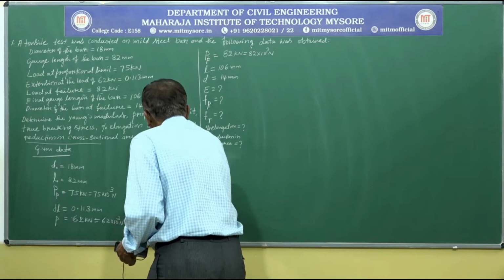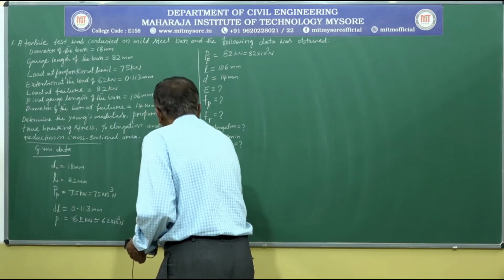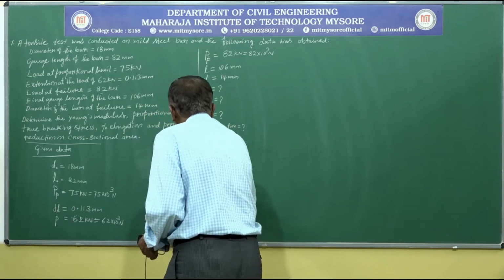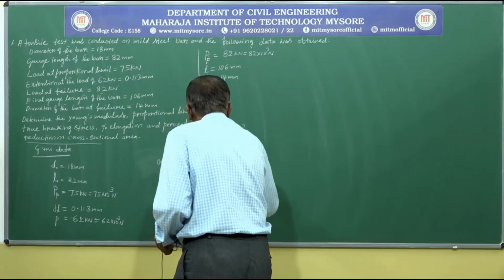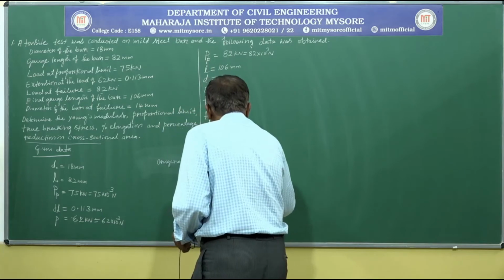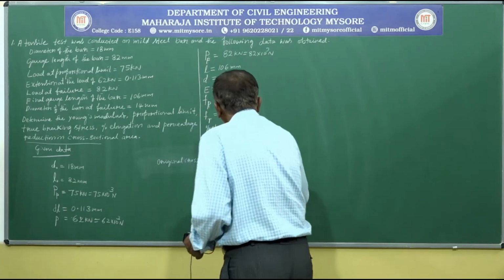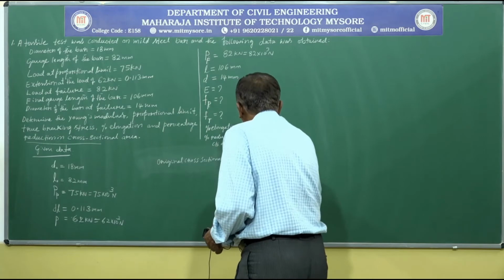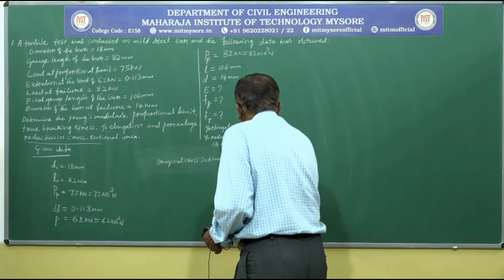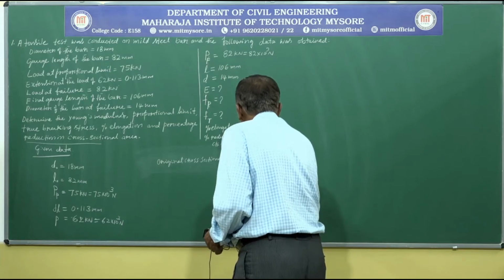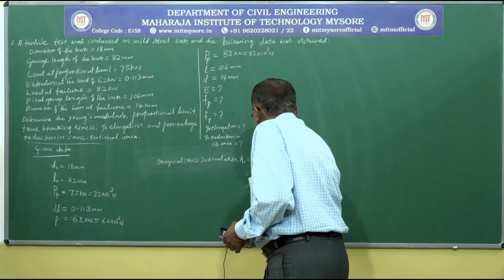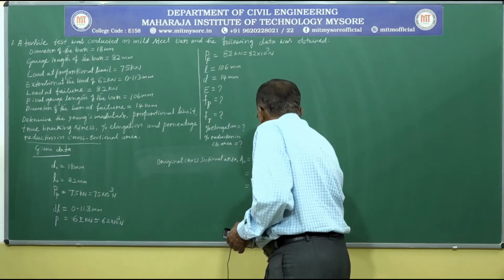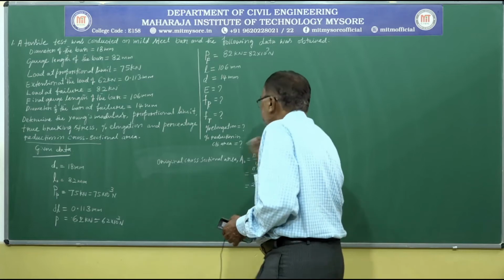Original cross sectional area: A naught is equal to pi d naught square divided by 4, that is equal to pi into 18 square, divided by 4. It gives us 254.46 millimeter square.